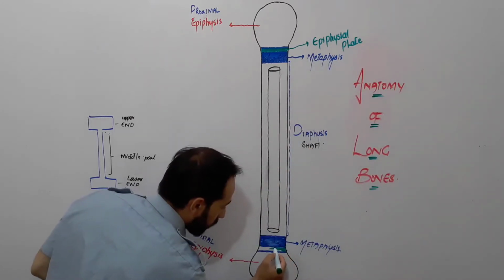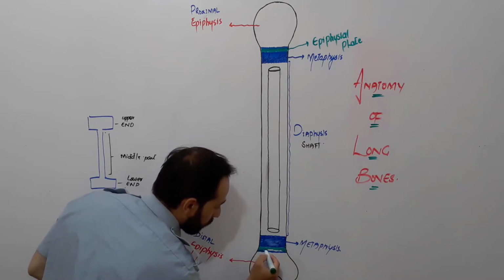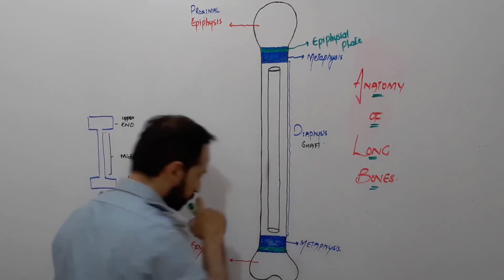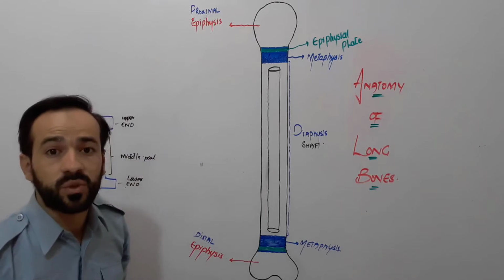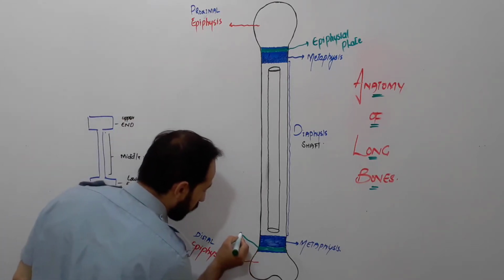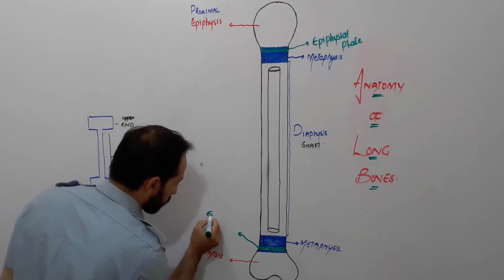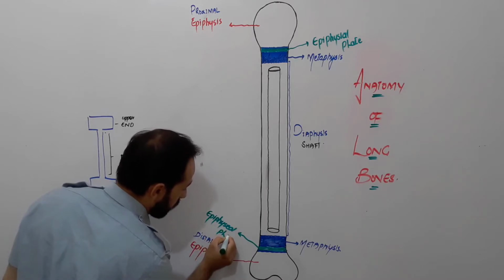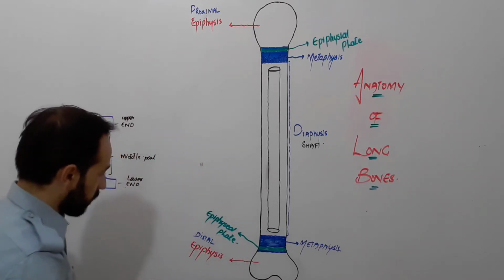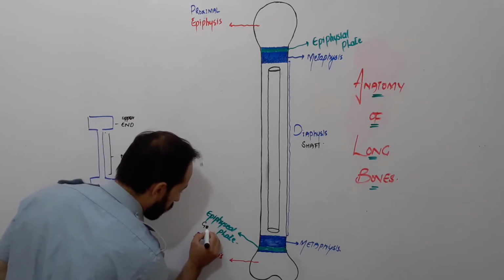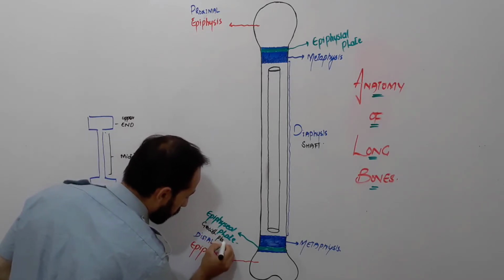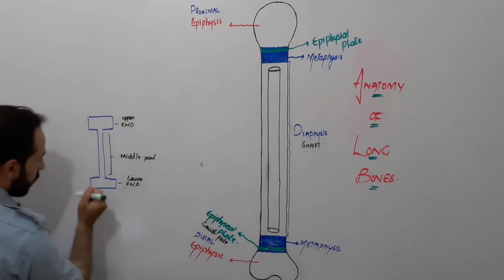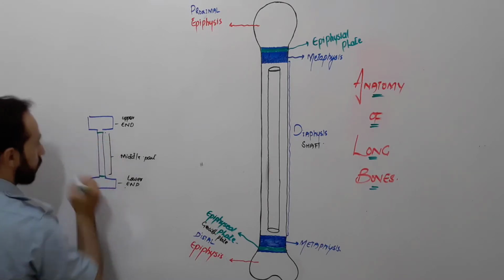And what is the purpose of this epiphyseal plate? Actually, this is the part of the bone which keeps growing, which helps in the growth of your bone. That's why it is also known as the growth plate, right? Because when your bone grows, here will be your epiphyseal plate and here is your epiphyseal plate.